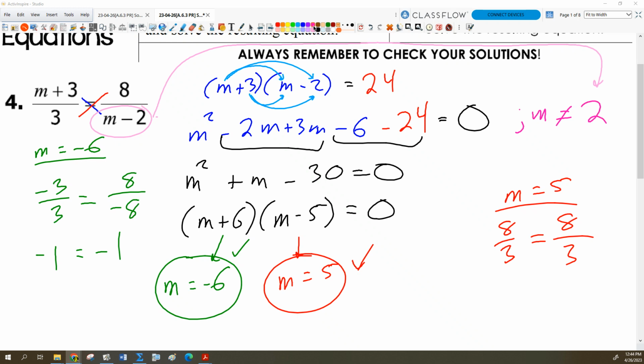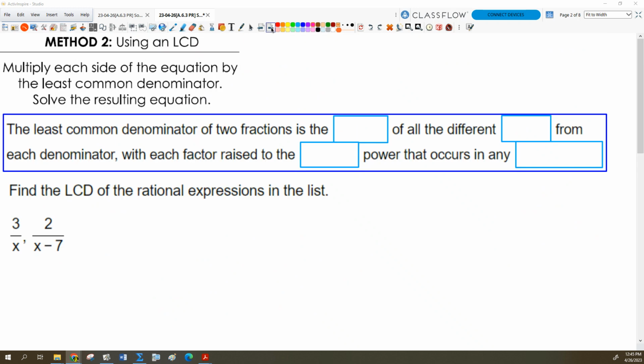So any solution we get that's not an excluded value is going to be fine. Our solutions, neither one of those was 2, so they're good, right? Does that make sense? So when it says always remember to check your solutions, yeah, that's one thing you could do. The other thing you could do is just keep track of all the excluded values and just see if any excluded values correspond to solutions. Because if they do, we have to cross out that solution. Okay? Either way.